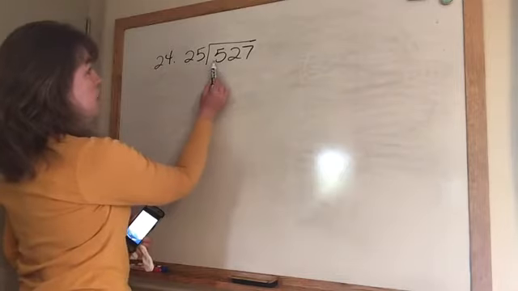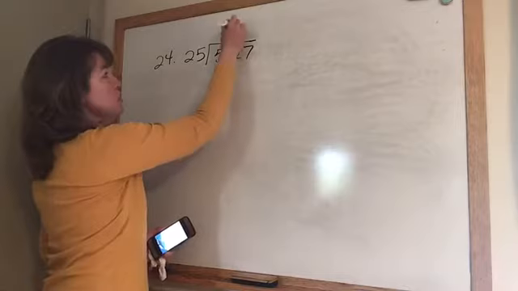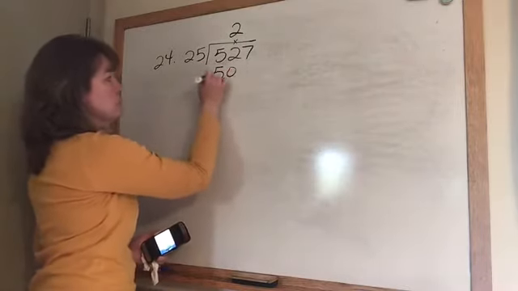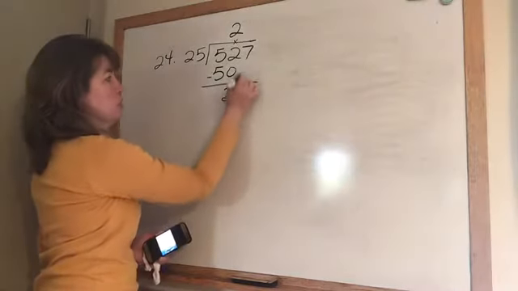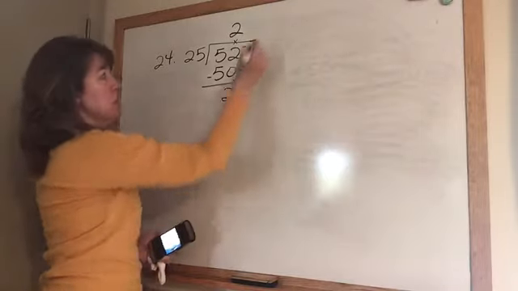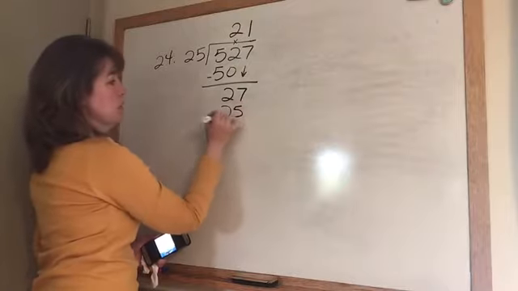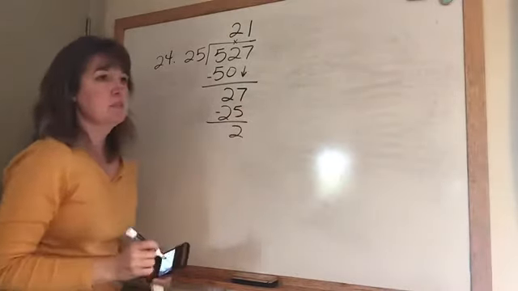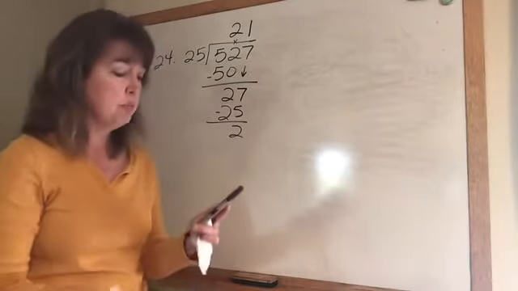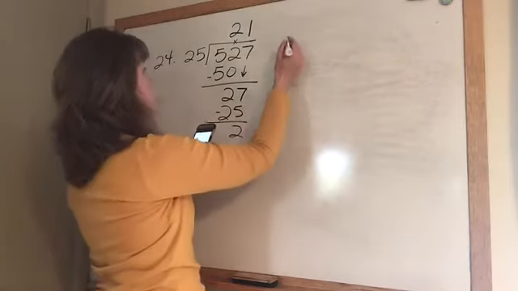25 divided into 52 would go 2 times. 2 times 25 is 50. Subtract, you get 2. Bring down your 7. 25 goes into 27 one time. 1 times 25 is 25. Okay, if you can divide without rounding, that's fine. You don't have to round. It's just there to help you if you want to.